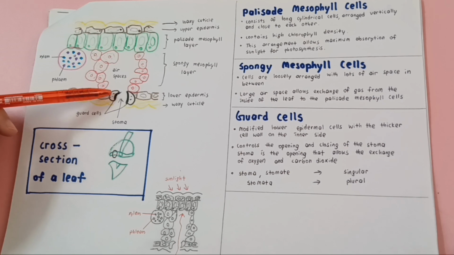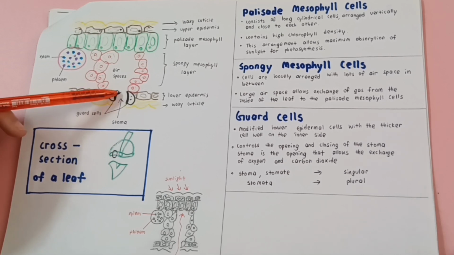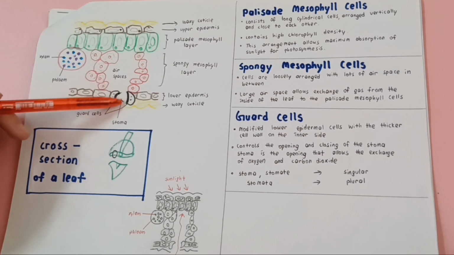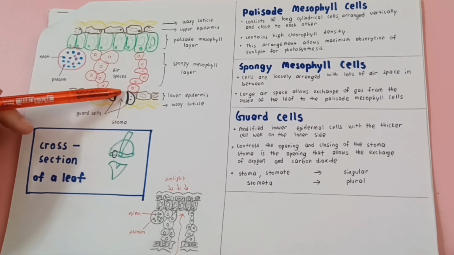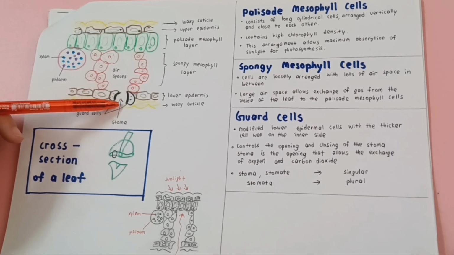Then there come the guard cells. They are a kind of modified lower epidermal cell, and the cell wall on the inner side is thicker than on the outer side. They are responsible for controlling the opening and closing of the stoma. The stoma is an opening that allows the exchange of oxygen and carbon dioxide.